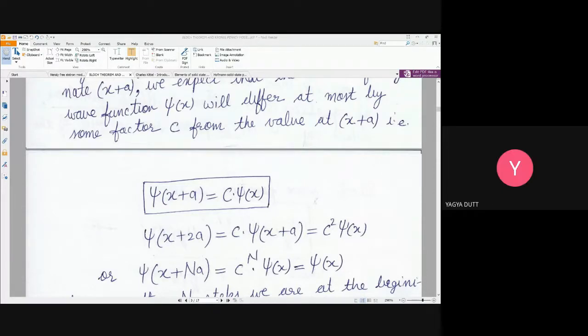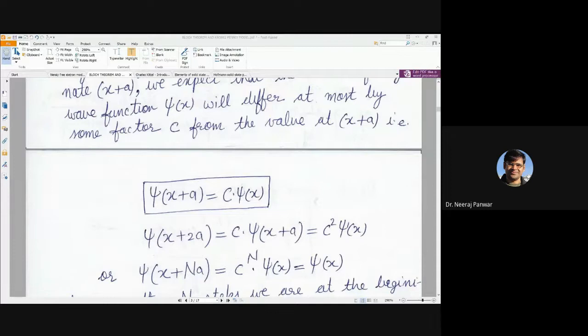Sir, we are taking a ring-like structure here. Only the x coordinate is enough to describe the position or location of the particle or ion. The x position, it is a one dimensional case. But we have a ring-like structure in the figure.